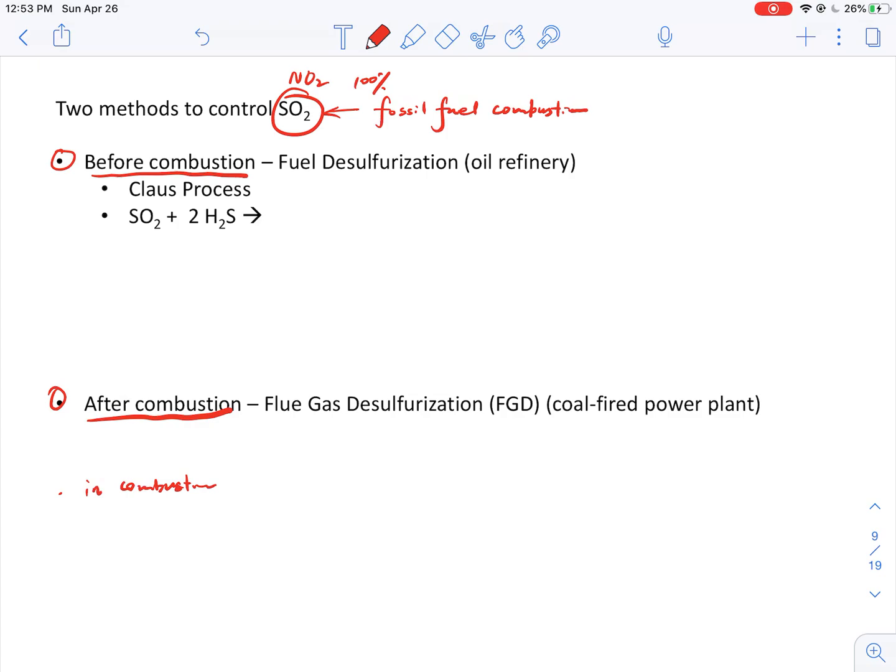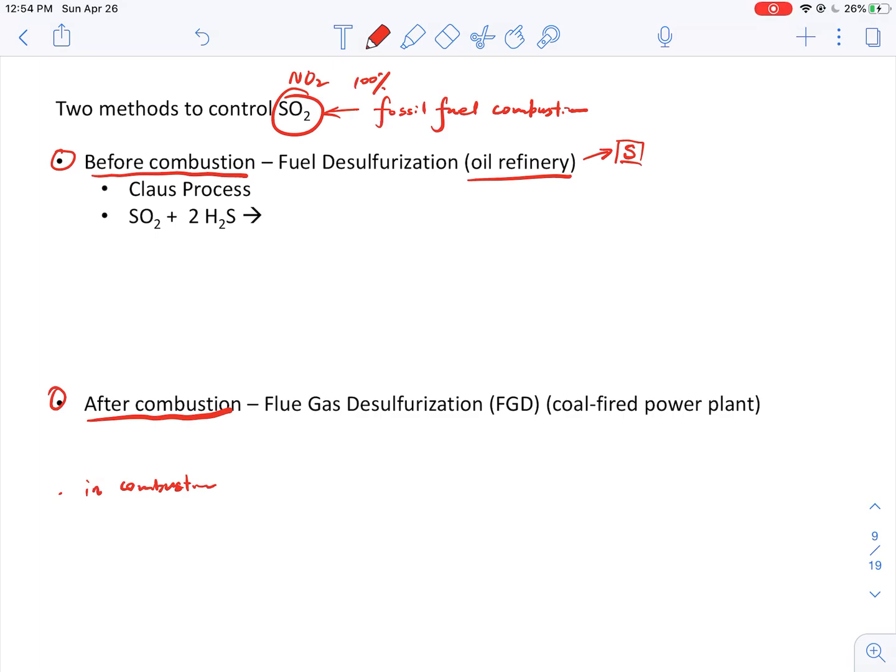before and after combustion. So for before combustion technology, that is called the fuel desulfurization, and that's widely used in oil refineries. So basically, a major product from the oil refinery is the gasoline. So we're converting the crude oil into gasoline and also other species. So during the refinery process, one major goal is to remove the sulfur. So you may wonder, why can't we just leave the sulfur in the gasoline and then let the cars process it? So that's because actually the sulfur has a pretty high percentage in the crude oil.